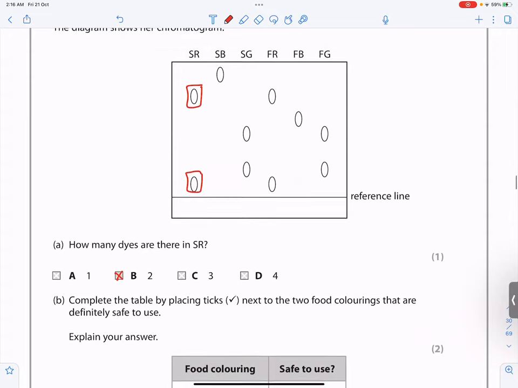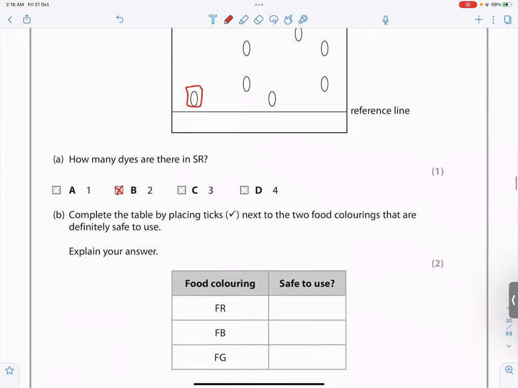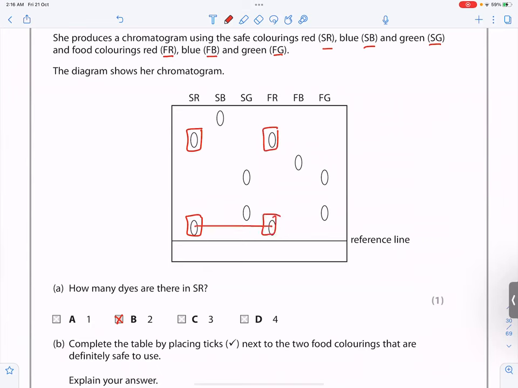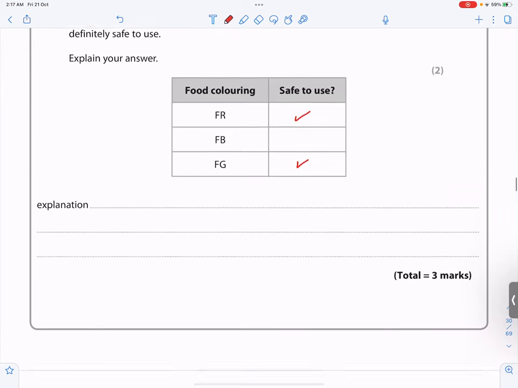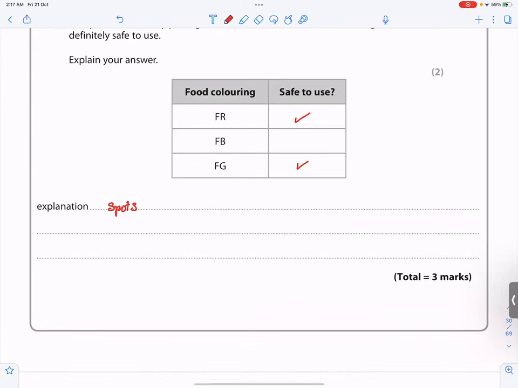Complete the table by placing a tick next to the two food coloring that are definitely safe to use. FR, FB, FG. The two spots of FR are matching with the SR. The spots of FB don't match any of the safe blue. The spots of FG match with the SG, one here, and the other spot matches the other. So the two safe food colorings are food red and food green. The explanation is that the spots in food red and food green match, or line up with, the spots in safe red and safe green.